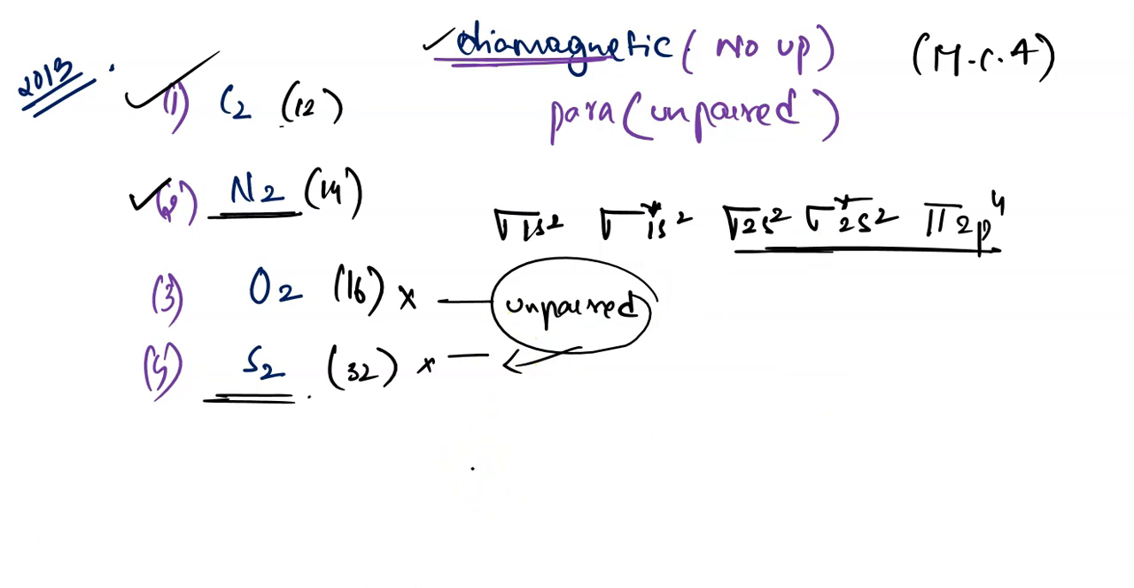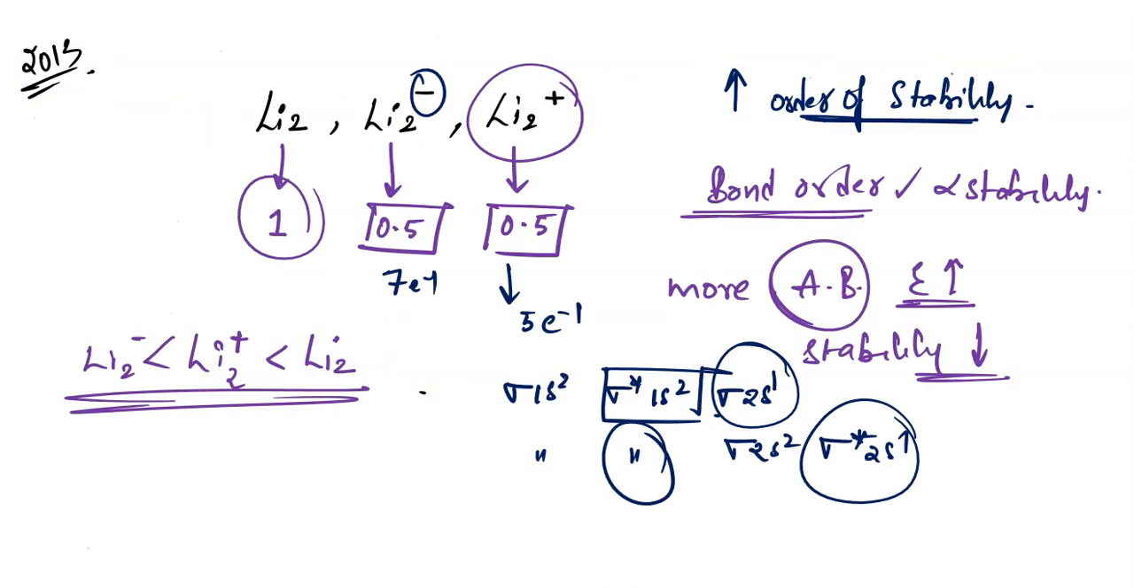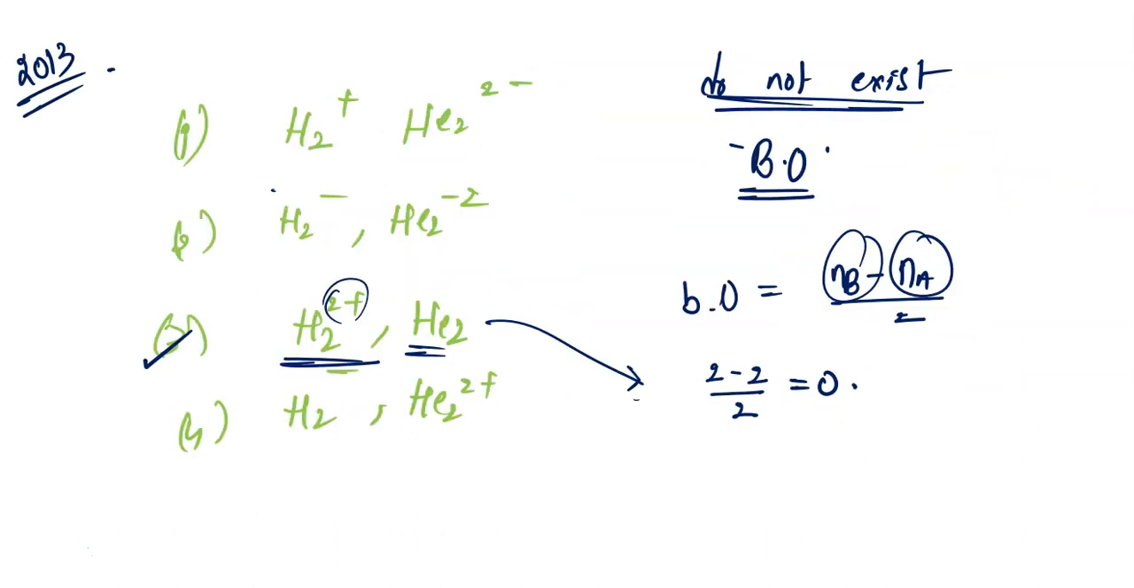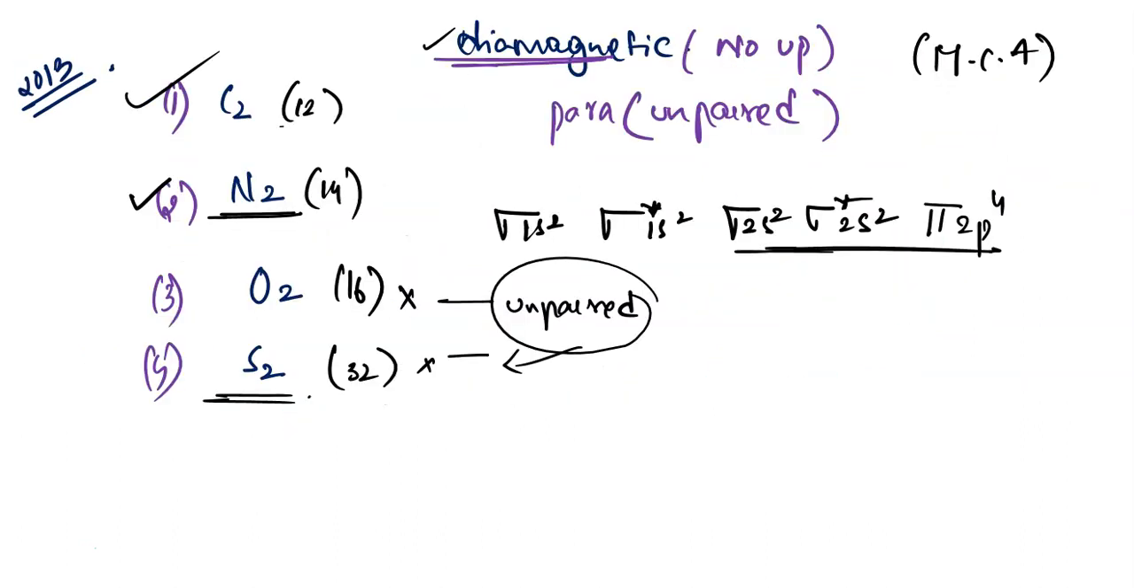You observe the questions of 2013. In 2013, there are 3 questions asked from chemical bonding. The first one is related to bond order. The second one is also related to bond order. And the third one is related to magnetic behavior. All 3 questions are from molecular orbital theory only. So out of entire chemical bonding, molecular orbital theory is very vast, and you have more scope of getting questions from there. Focus on them, and I'm telling you, there are so many shortcuts.